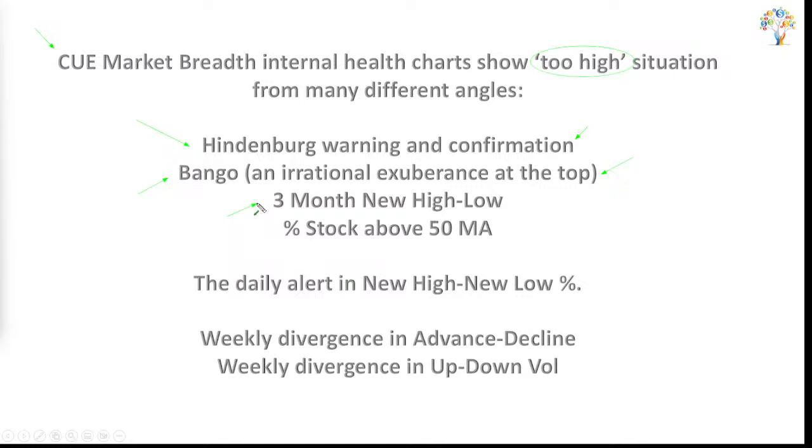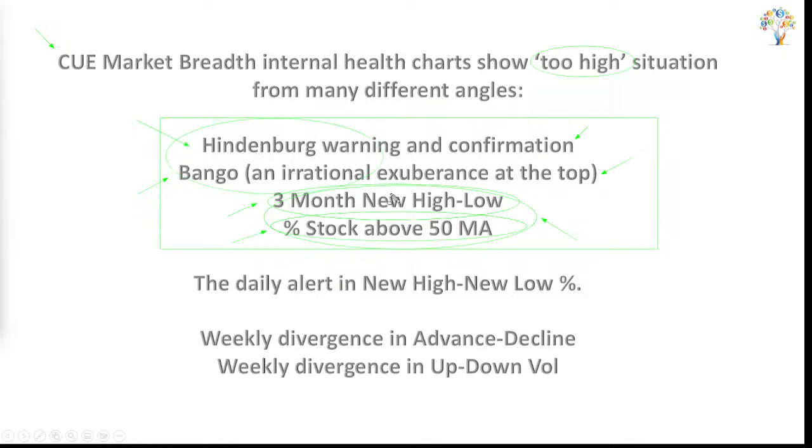3-month new high low, again something I started using after observing Dr. Jeffrey's videos, and percentage of stocks above 50 MA that I implemented in Q market breadth. These 4 are ways to know when the market is too high or too low. These two, 3-month new high low and percentage of stocks above 50 MA, work like clockwork. Every time it becomes too high, any of them, the market pulls back. Every time it becomes too low, any one of them, the market recovers.